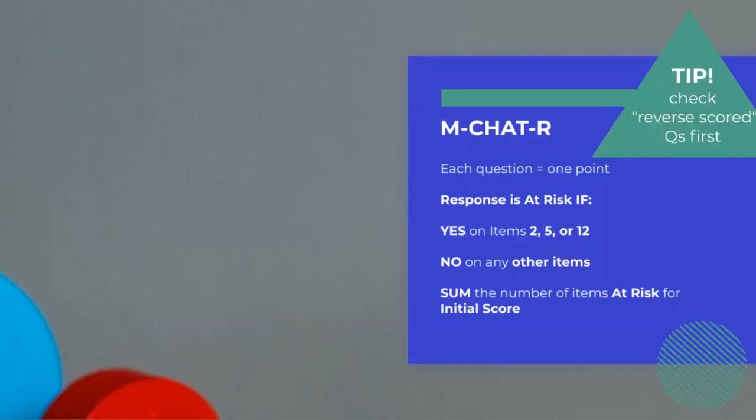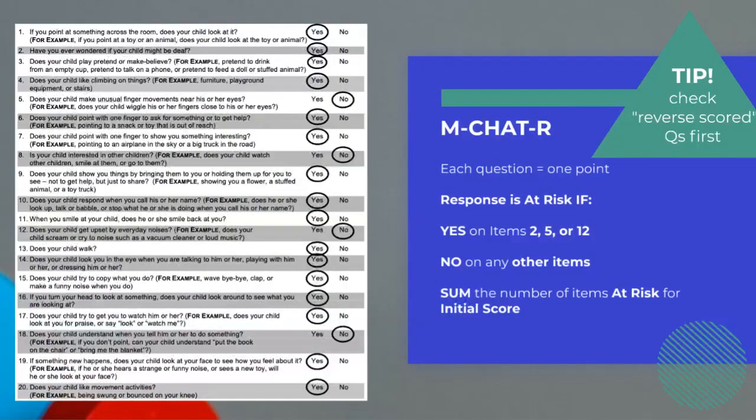A helpful tip is to make sure to check and score the reverse scored items first. So look through to see if a caregiver answered yes on 2, 5, or 12 first, before looking to see if they answered no to any of the other questions. For the example here, we look to see if yes was answered for question 2, which it has, and therefore adds 1 point to the initial sum score.